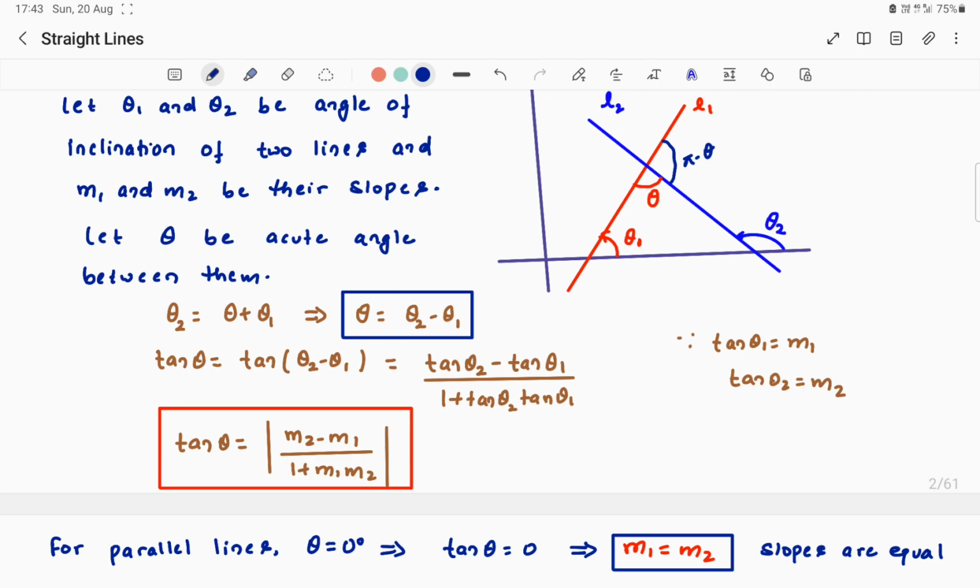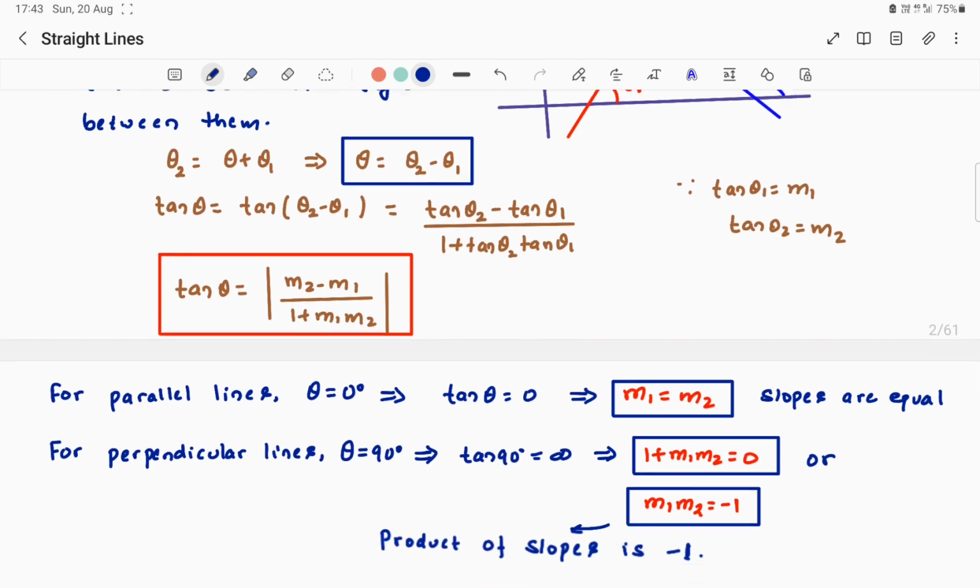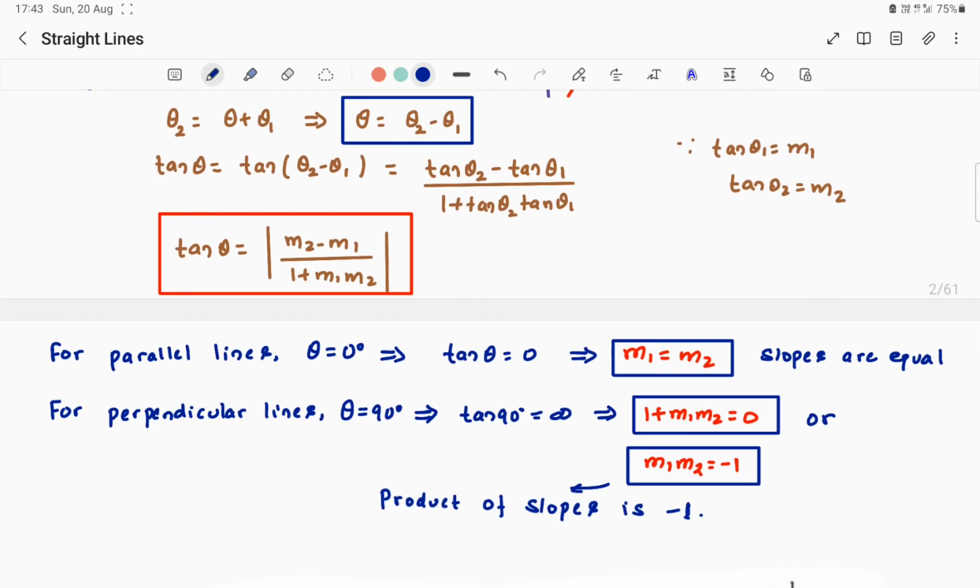In trigonometry you would have come across the formula of tan(A minus B), which is (tan A minus tan B) by (1 plus tan A tan B). So what is tan theta 1? Tan theta 1 is the slope of the first line and tan theta 2 is the slope of the second line. So we can feed the values and we get tan theta is equal to (m2 minus m1) by (1 plus m1 m2). I hope you are clear on this. Remember this formula needs to be memorized.